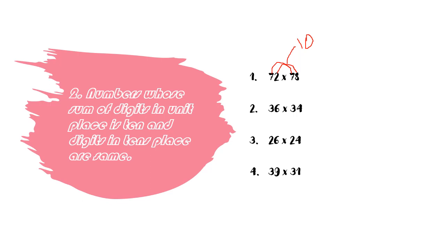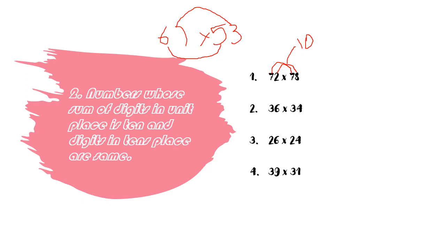This is going to apply to those types of numbers only, and it is not going to apply for 67 into 53. This is not going to apply for these types of problems, because the units place sum up to 10, but the tens place digits are not equal. Okay, so the basic rule is that numbers whose sum of the digits in units place should be 10 and digits at the tens place should be equal. That is the basic rule.